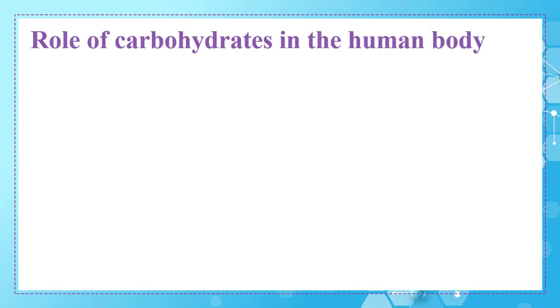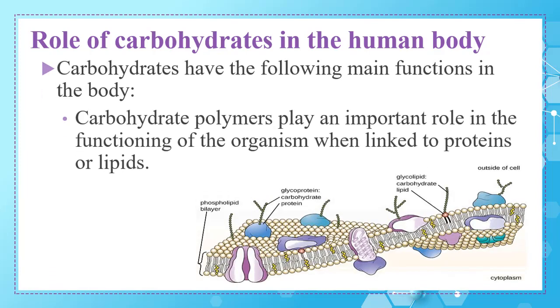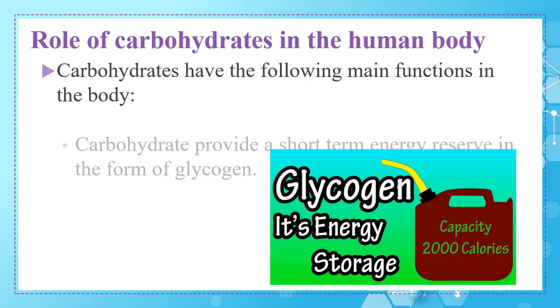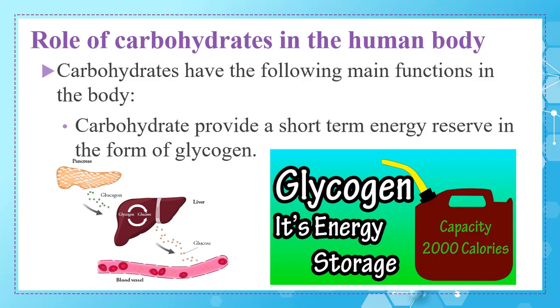What role does carbohydrate play in our body? They have main functions in the body. Carbohydrate polymers play an important role in the functioning of the organism when linked to proteins or lipids. Carbohydrates also provide a short-term energy reserve in the form of glycogen. For example, when we eat a large amount of carbohydrate, the excess is going to be transformed into glucose. The excess of glucose in the body will be stored in the liver in the form of glycogen, so that when we need it again, our body will transform this glycogen into glucose to use it.